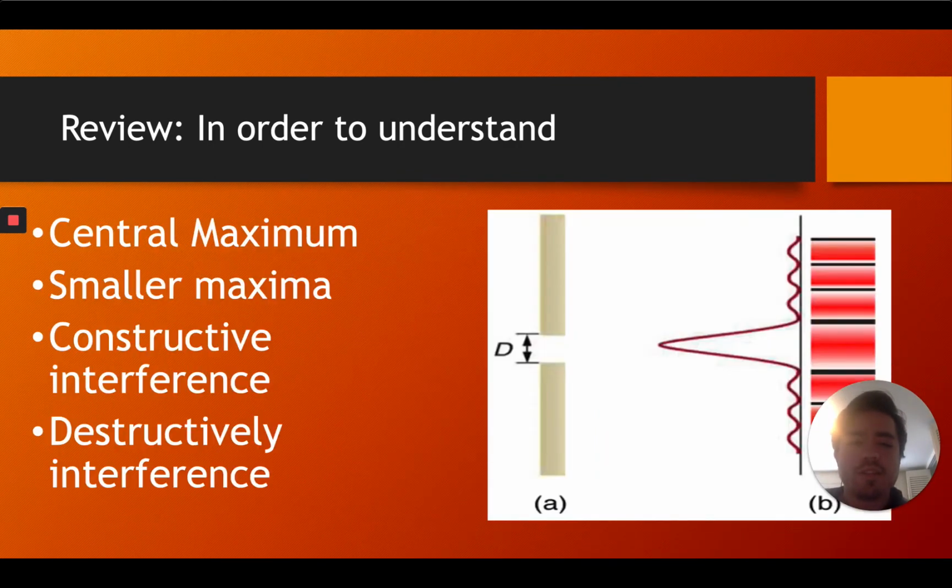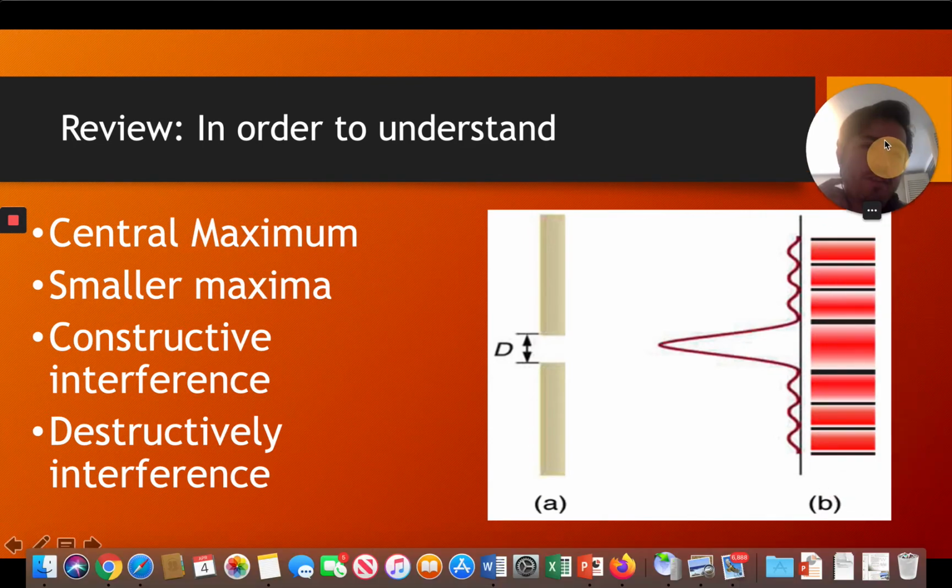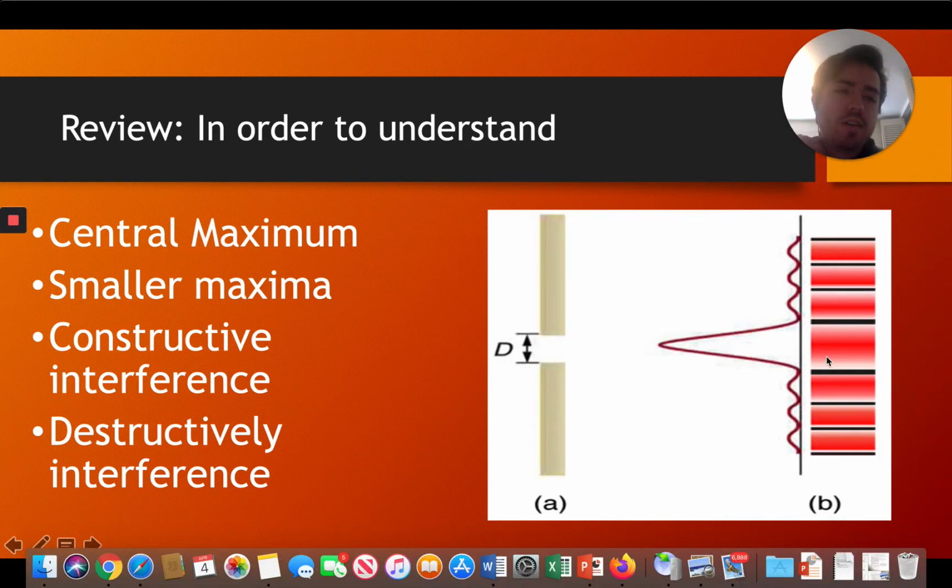This pattern you see here on the bottom right, where it's red and black, is the pattern caused by diffraction. The central maxima is caused by constructive interference. The smaller maxima on the side are also caused by constructive interference, due to the aperture being small and the light passing through it. And the spots where it's black are destructive interference. This is only seen when there's an aperture.